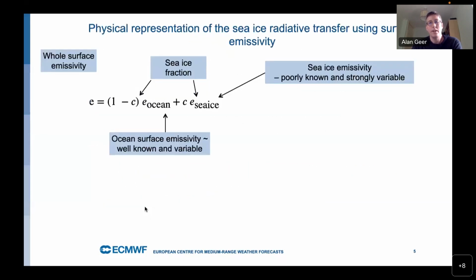Now, before we get to that, I just want to talk about the physical side of this, that the core equation that's being used here is the surface emissivity, which strongly affects the radiative transfer and the brightness temperatures at the top of the atmosphere.